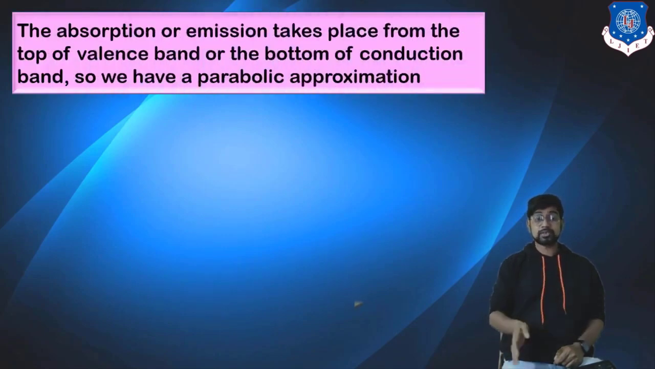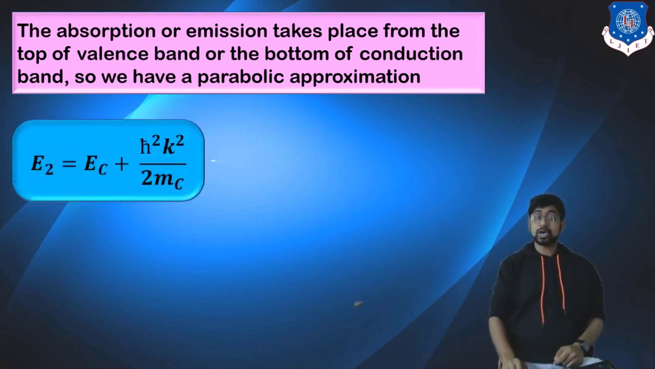So now the absorption or the emission is taking place from the top of the valence band to the bottom of the conduction band. So we can also have the parabolic expression, or we are getting it with the parabolic approximation. So what is the expression that we have derived for the parabolic? That was in the E-k diagram. So how was it?